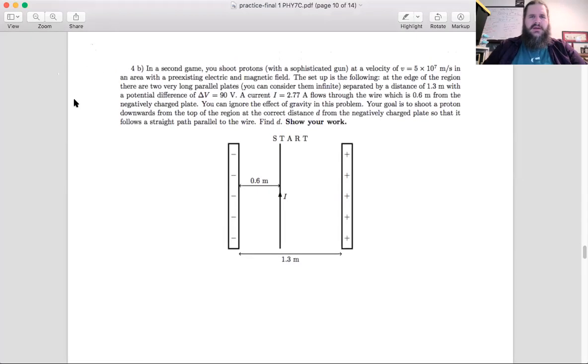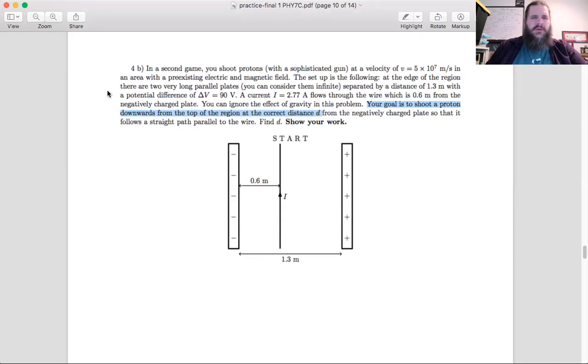So here we've got two parallel plates of charge, positive and negative. And also in between them, partway in between, we've got a wire with current flowing upwards. And we're going to be launching a single proton at a time. We're shooting a proton downwards from the top at some specific distance from the negatively charged plate, so that it follows a straight path parallel to the wire.